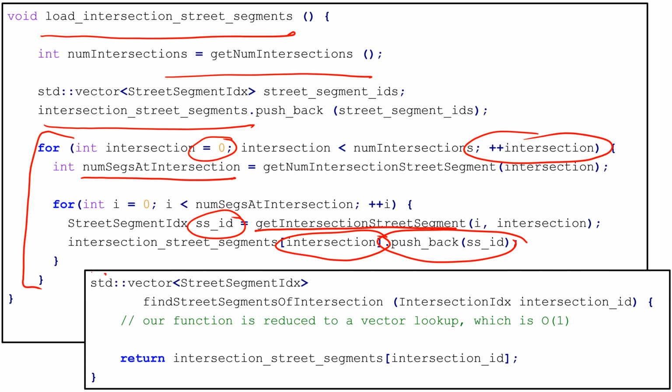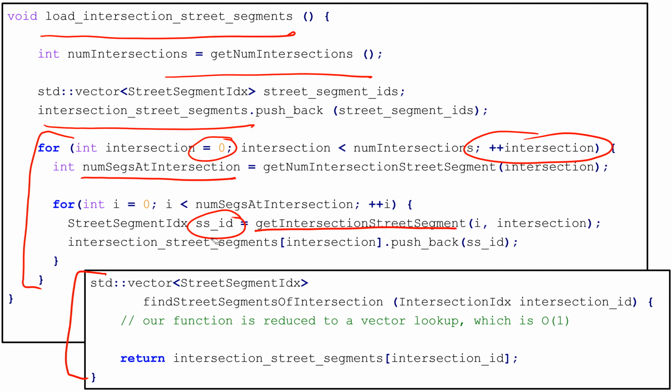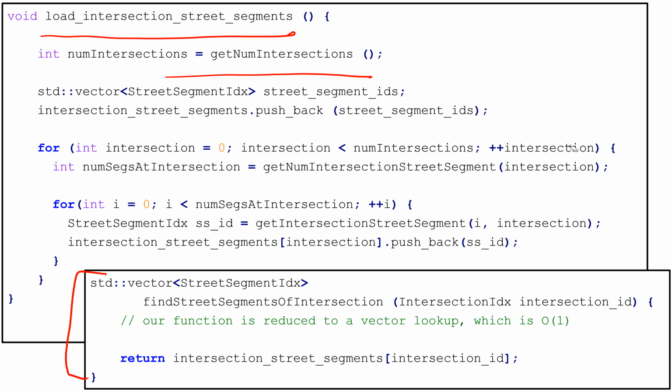My function that gets called by our unit tests is now very simple, right? Basically, we told you what has to be called. Our tests are going to call a function called find street segments of intersection. That's what it's called in the header file. We pass you an intersection ID. You're going to take that intersection ID and just look up the answer in the global variable and return it. So this part is super simple, right? Just return the vector. Most of the work is being done in load map, where for every single intersection, we work out that answer in advance and store it in this two-dimensional vector structure.